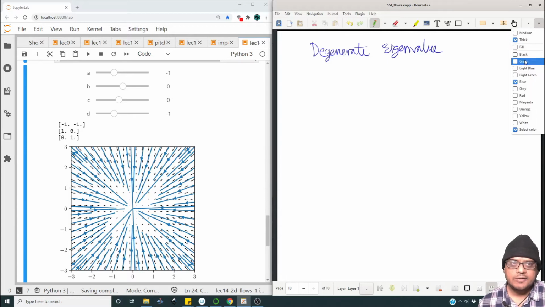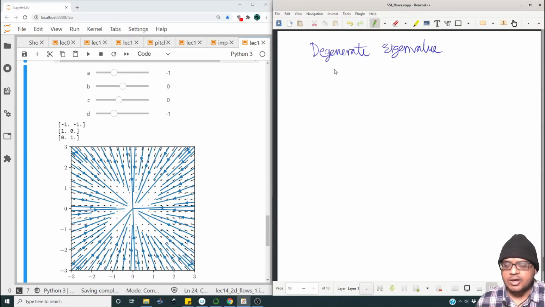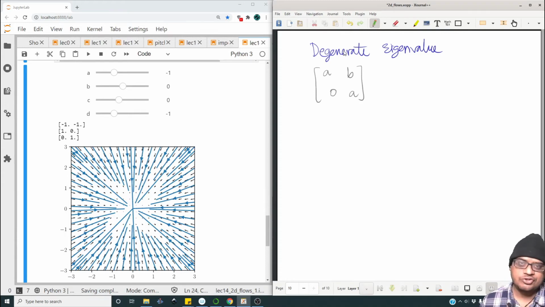The last interesting part is that of a degenerate eigenvalue. A degenerate eigenvalue means that you have only one eigenvalue, or it's a part of a system which looks something like this. If you try to find the two eigenvalues, you'll see that nothing really works out. This is the case where there is one eigenvalue, but something quite bizarre happens. If you actually try to find the solution for this, you'll have linear terms appearing in your system rather than exponential terms.